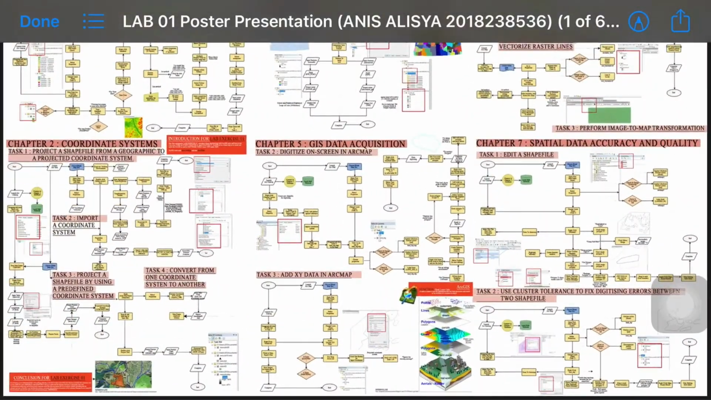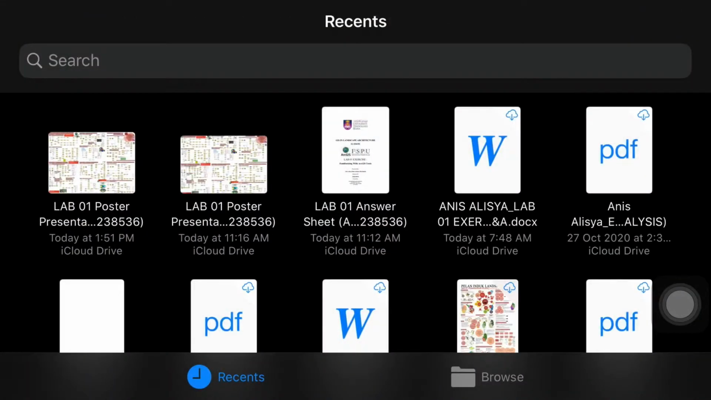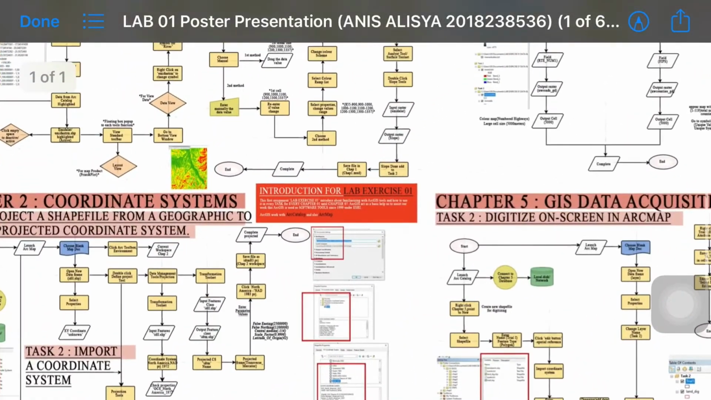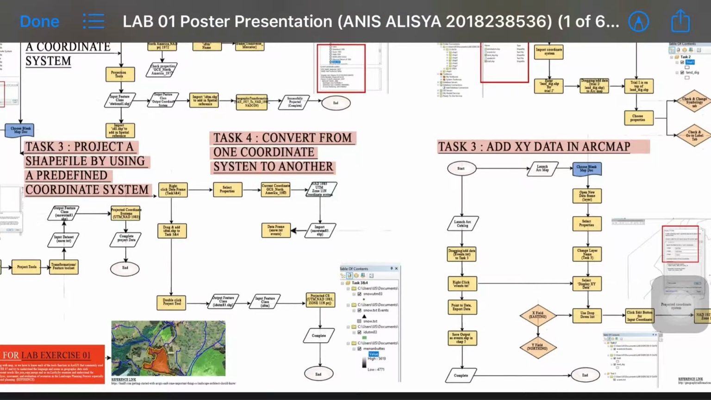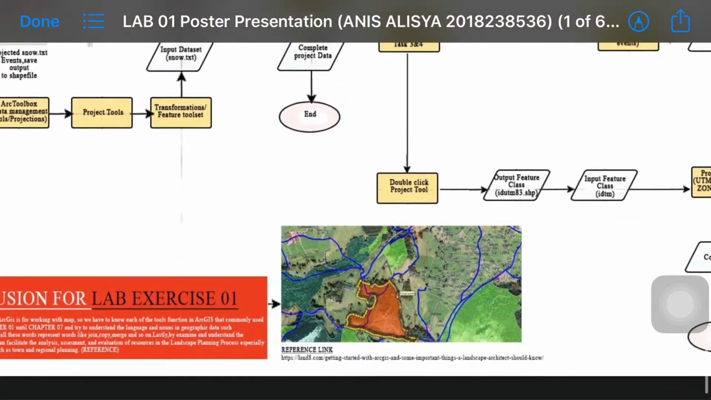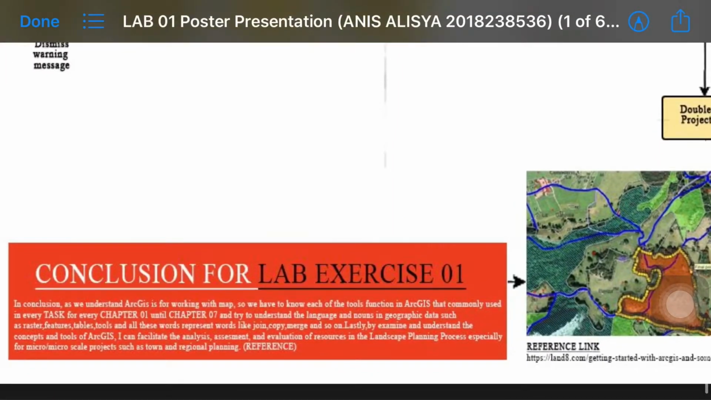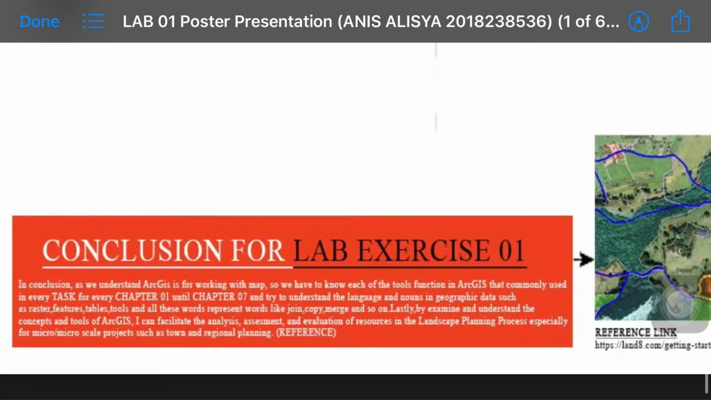This is some of my flowchart. And then for the conclusion, this is the conclusion for this lab exercise 1.